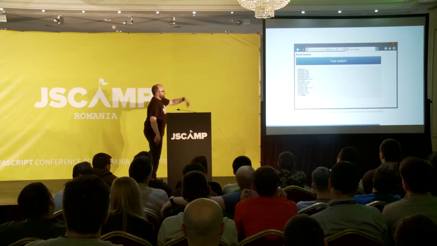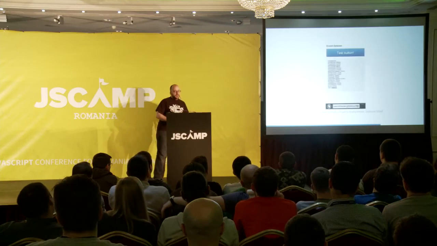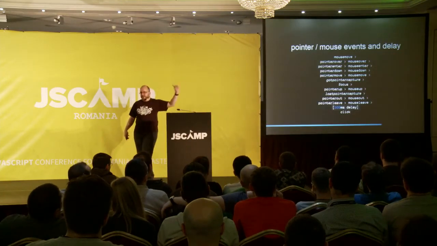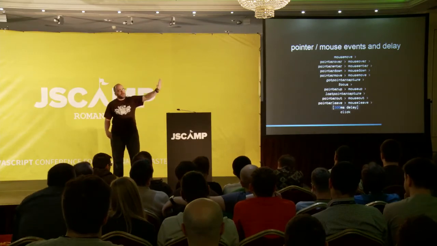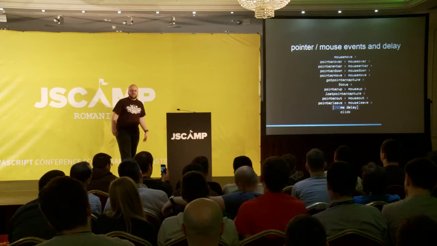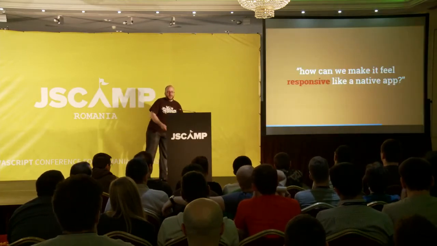Now we can look at the entire event order as well, but basically, where does the delay happen? It happens right before the click. So we saw that it does this interleaving of pointer, mouse, pointer, mouse, pointer, mouse, pointer, mouse. Then it waits 300 milliseconds and then it fires the click. So it fires it at a slightly different location. How can we make it more responsive?